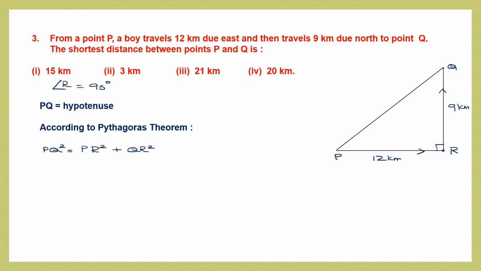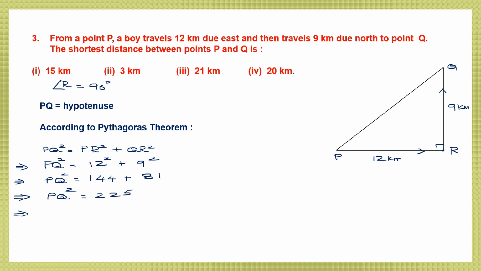Now let's substitute. Now PQ square we don't know, so we're going to leave it as PQ square. PR is 12, so that is 12 square plus QR is 9, that is 9 square. So PQ square will be 12 square, which is 144, plus 9 square, which is 81. So now let's add up this. So PQ square is equal to 225. When you add up both, you get that.